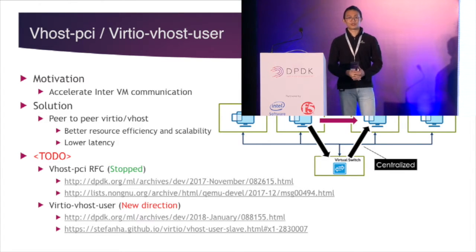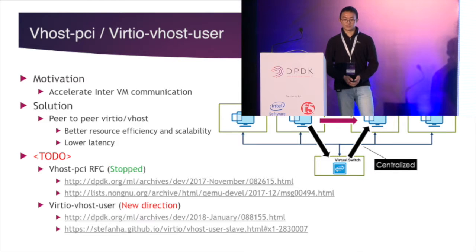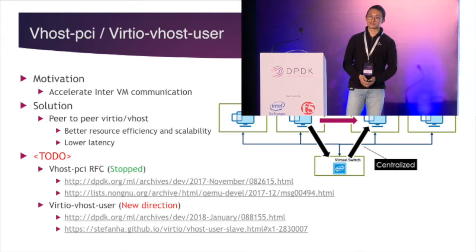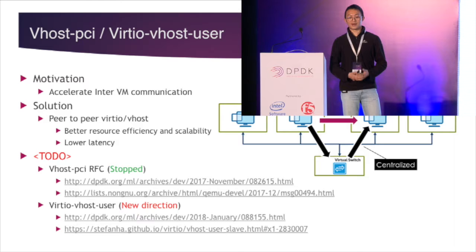So if you want to do some POCs with this patch to showcase whether this method meets your requirement, I think it's already there for you to use. But there's some change in the community that Vhost PCI, after discussion, Steven in Red Hat actually came up with a kind of better model.